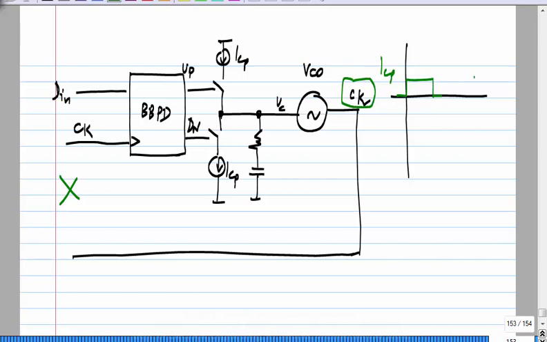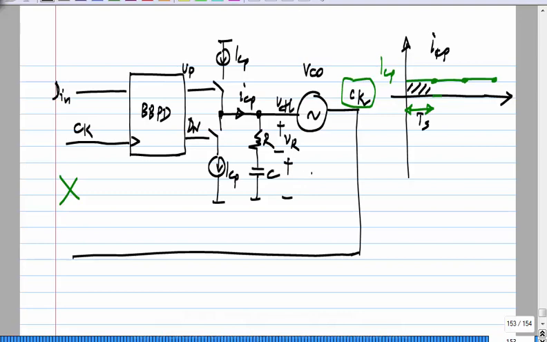Let me call this VC, that's V control, and let's look at the output phase due to VR and VC separately. We know that the output phase of the VCO is 2 pi k VCO integral of V control dt, right? This is the output phase of the VCO. Now what does VR look like in this case? It's a constant equal to what? ICP times R.